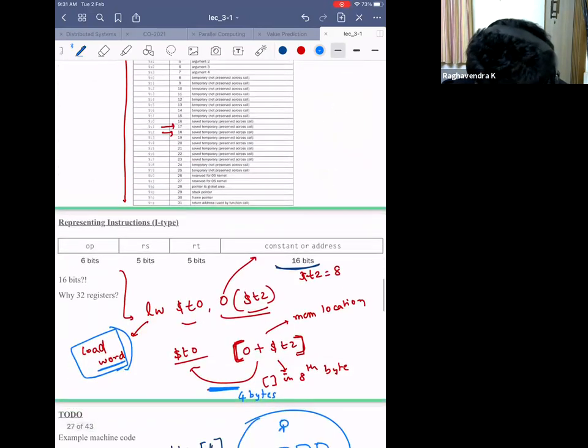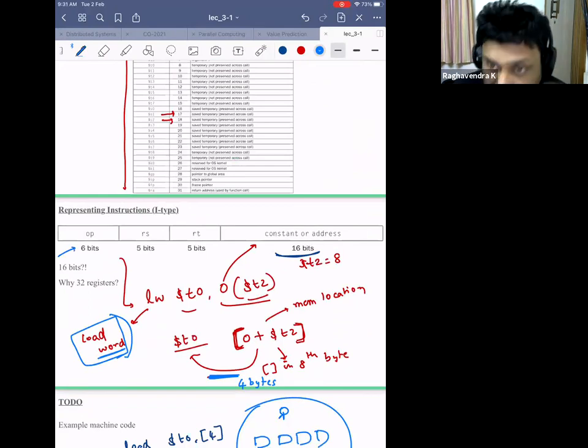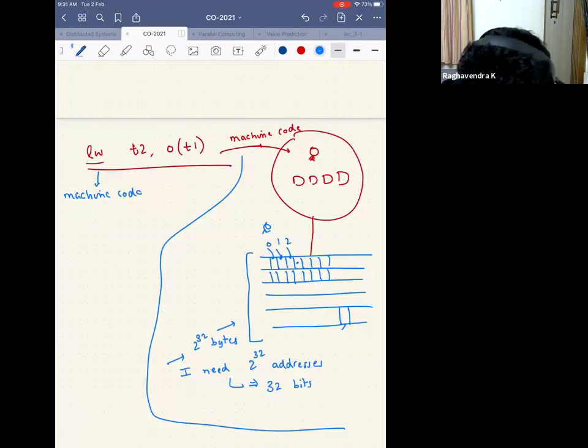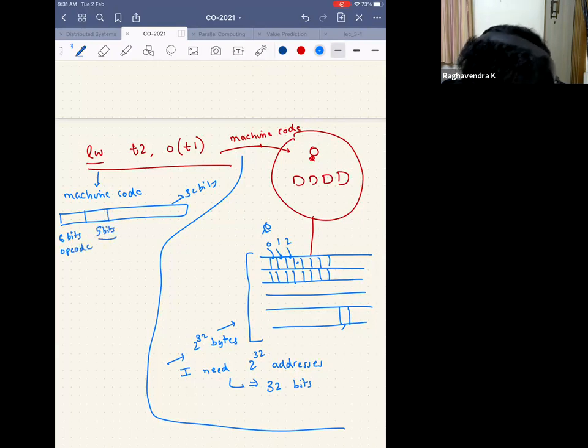But if it's a load instruction, the MIPS architecture specification says that I have to convert it to something like this. What does it say? The 6 bits should be opcode. So anyway, this is 32 bits. So the first 6 bits are opcode. The other 5 bits is one register, maybe this register or whatever register. I'm not bothered about it.